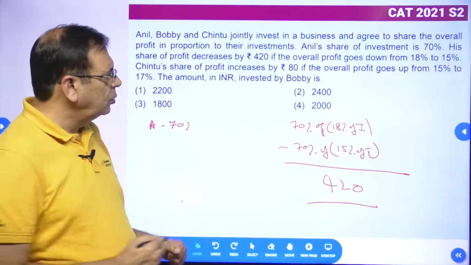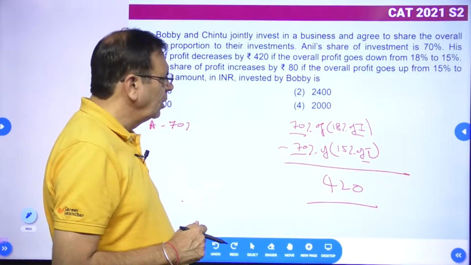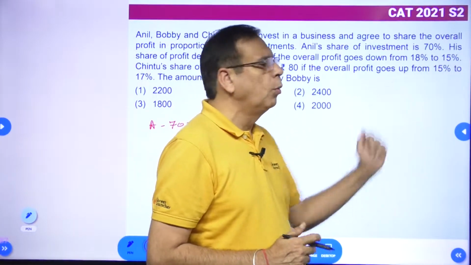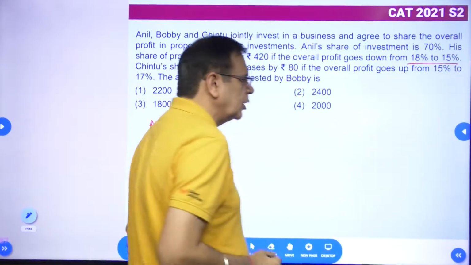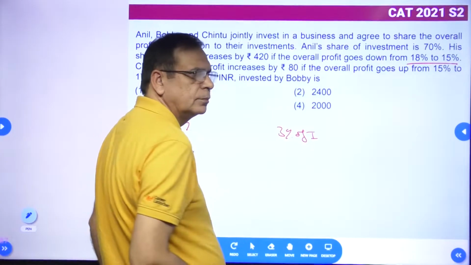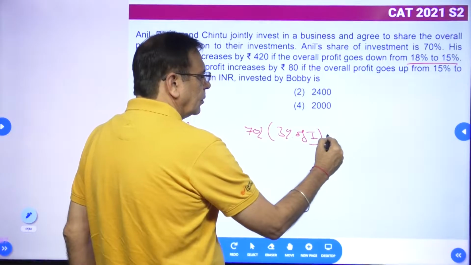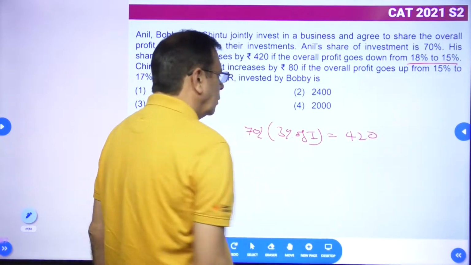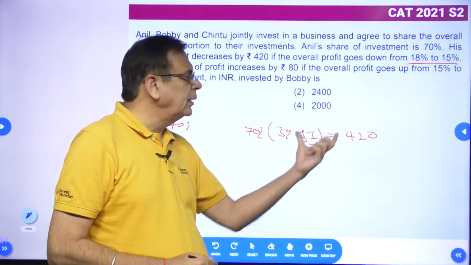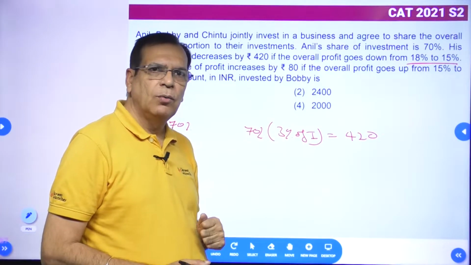Now please look at these two. This is common, this is common. So why am I writing two equations? Should I not straight away say the difference between these two situations is 3% of investment, right? And Anil's share is 70%. So 3% of investment is the difference between these two. So 70% of 3% of investment should be 420 rupees.